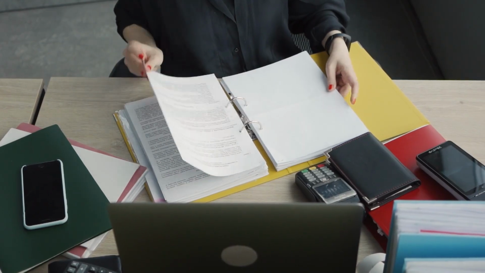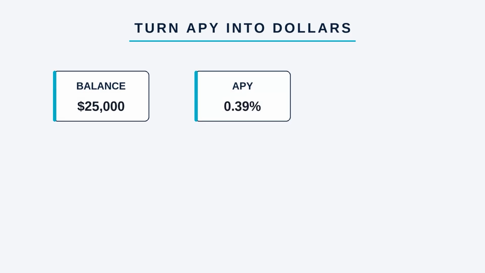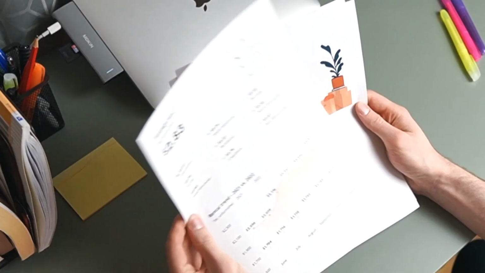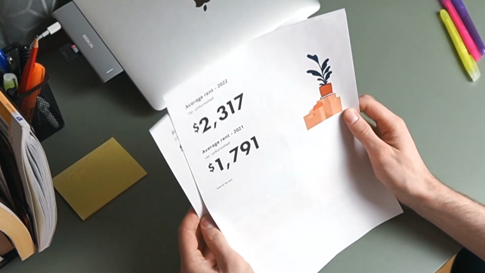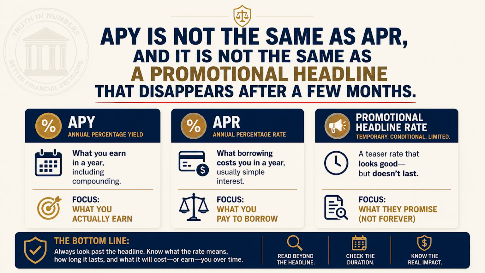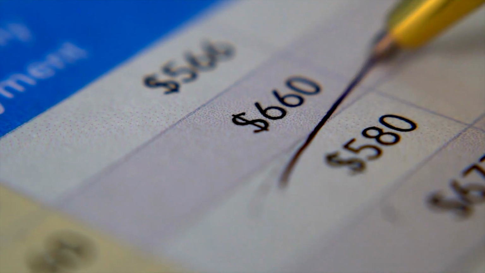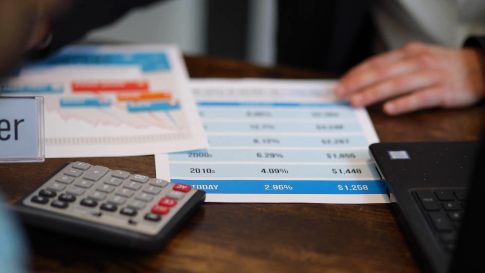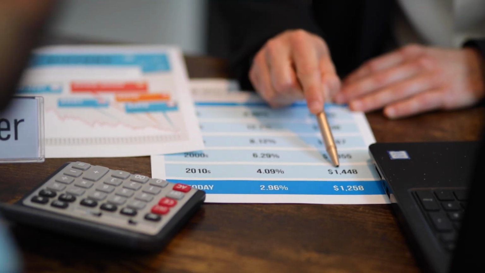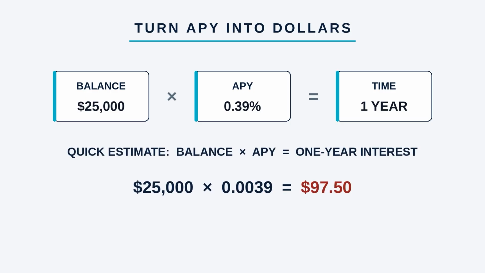So do not compare accounts using the biggest number on a marketing page. Compare the APY that applies to your balance, the expected dollars after fees, how quickly you can access the cash, and whether the account is actually an insured deposit. APY is not the same as APR, and it is not the same as a promotional headline that disappears after a few months. APY helps compare deposit yield on a standardized annual basis. Your net result still depends on whether a monthly charge, required linked account, or minimum balance rule applies. Convert every condition into annual dollars before deciding that one percentage is better.